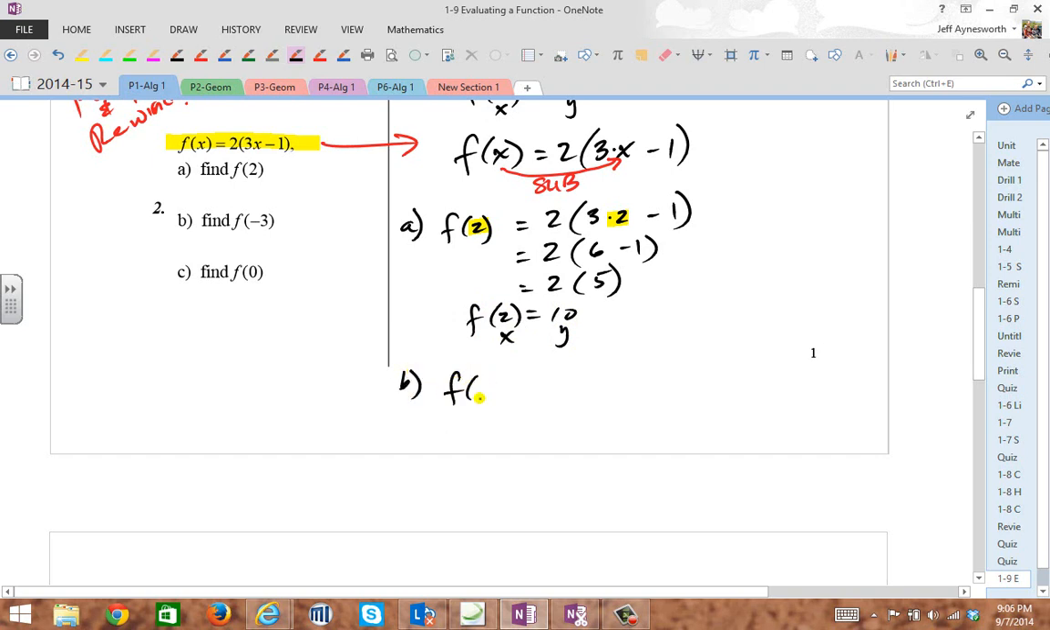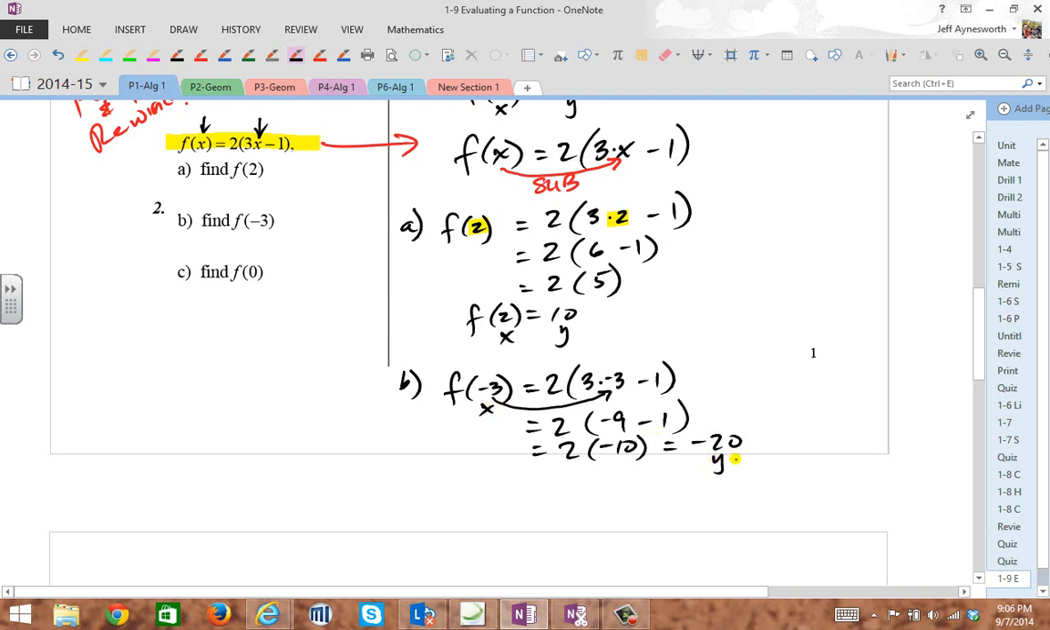The next one, f of negative 3. Well, let me see, I got to substitute it right here. This is where my variable is. So it's 2 times 3 times negative 3 minus 1. I substitute it in here, and I figure it out. So it's 2 times, 3 times negative 3 is negative 9 minus 1. And that's 2 times negative 10. That's got to be negative 20, right? So when x is negative 3, y is negative 20. And that's all there is to it.